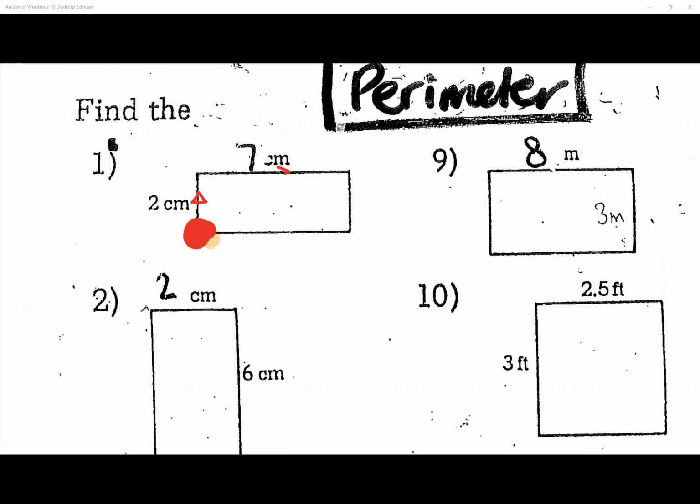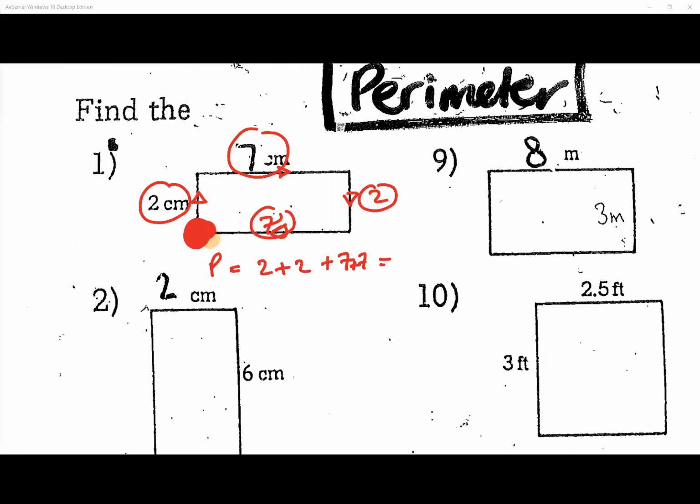Put your microphone, just your microphone on, not your video. You do 2 add 2 add 7 add 7. Perimeter equals 2 add 2 add 7 add 7. Okay, so you're doing the 2 and the 2 first, yeah? And then the 7 and the 7. Okay, you can do that way as well. You can either add them in order or you can double them.